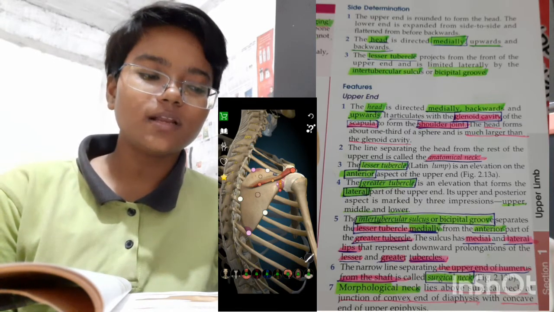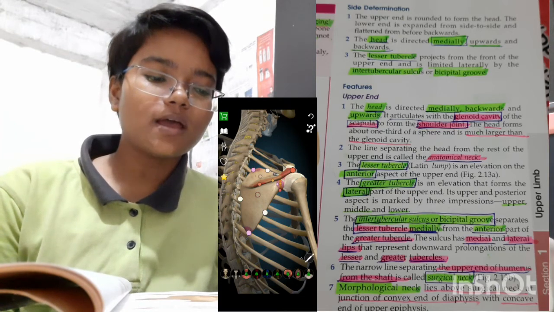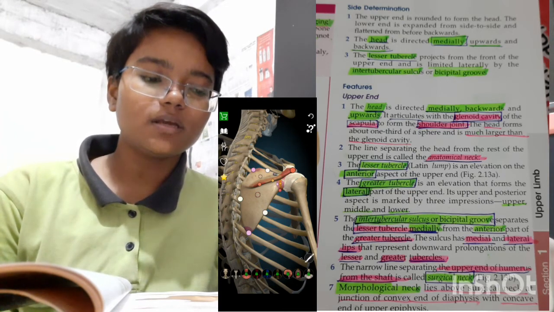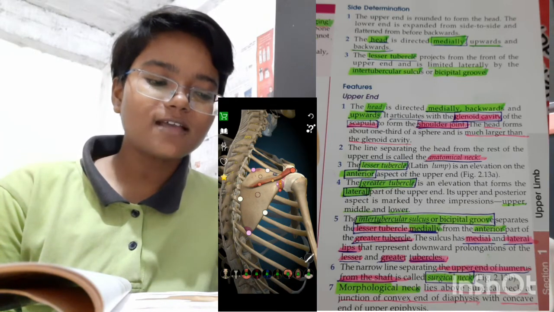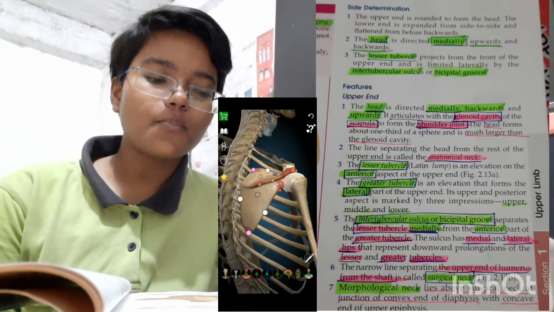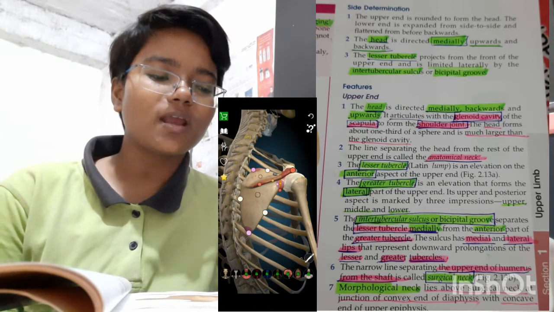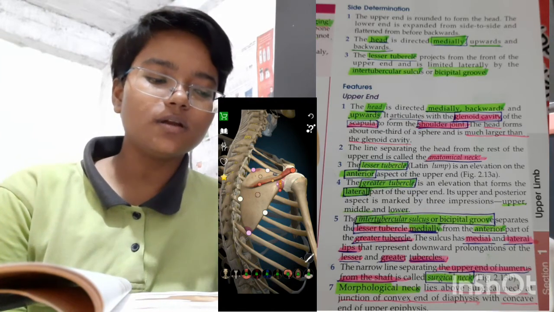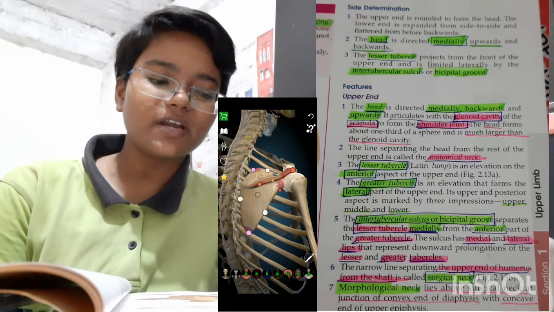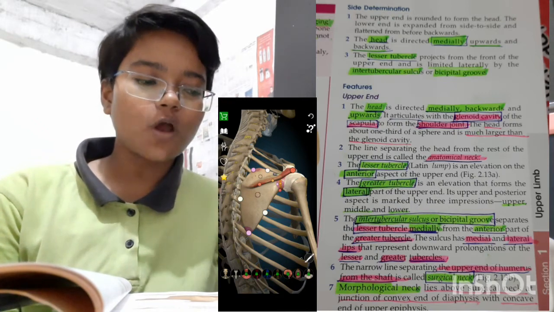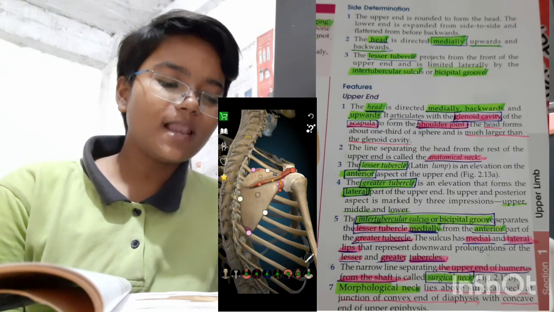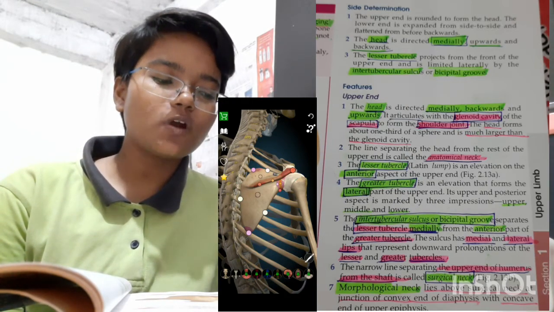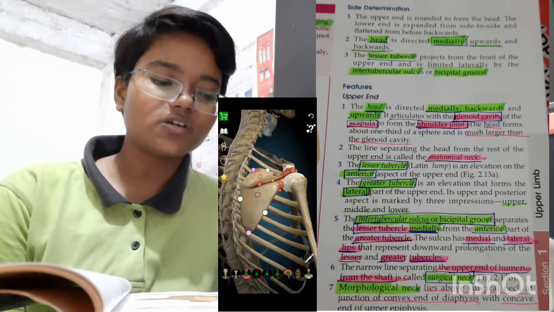The lesser tubercle is an elevation on the anterior aspect of the upper end. The greater tubercle is an elevation that forms the lateral part of the upper end. Its upper and posterior aspect is marked by 3 impressions: upper impression, middle impression, and lower impression. The intertubercular sulcus or bicipital groove separates the lesser tubercle medially from the anterior part of the greater tubercle. The sulcus has medial and lateral lips that represent downward prolongations of the lesser and greater tubercles.